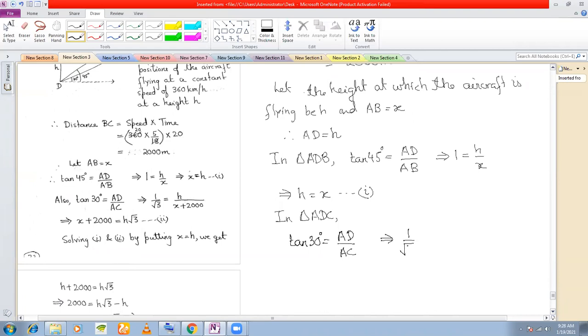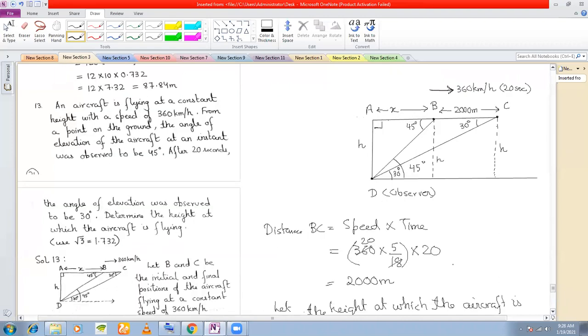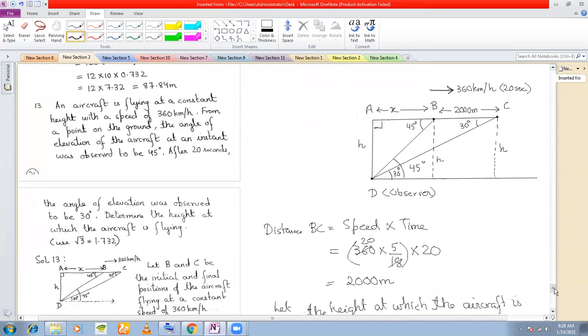Sir, I'm unable to understand these sums. Which part? So the whole thing I'm unable to understand. Go through the video once again. Try to understand. If not, I'll explain it to you in the next class.